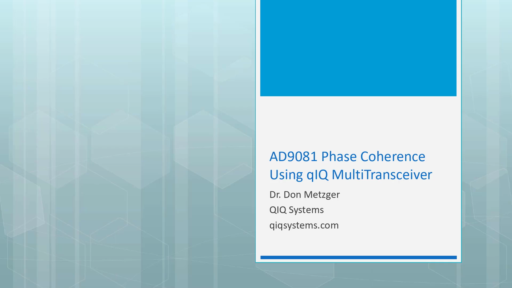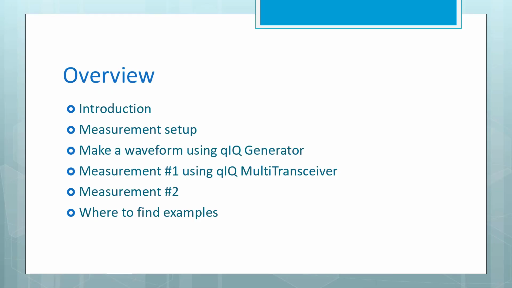This video is about the Analog Devices AD9081 MxFE chip and its ability to do phase coherent transmits and receives. We'll take a look at this feature using QIQ Systems' Quick MultiTransceiver software. Here's a quick overview of the video.